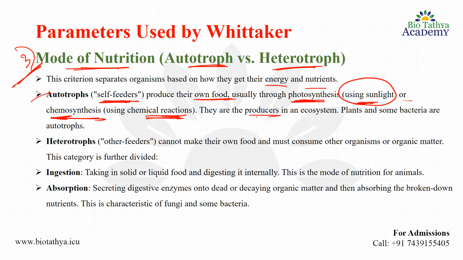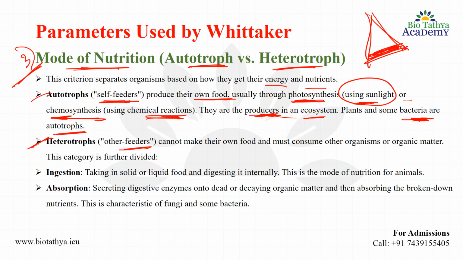So they are producers in an ecosystem. If we talk about an ecosystem pyramid, they form the base level, that is they are the producers. Plants and some bacteria are autotrophs. Many bacteria are heterotrophs also. So not all bacteria are autotrophs. Okay, some bacteria are mutualistic. So there are different kinds of bacteria.